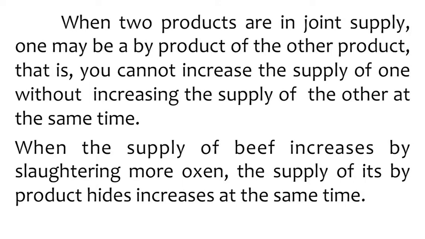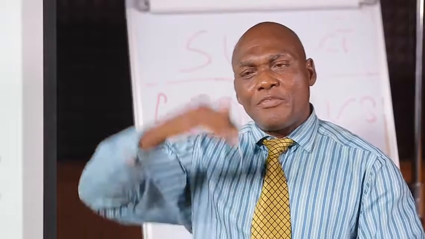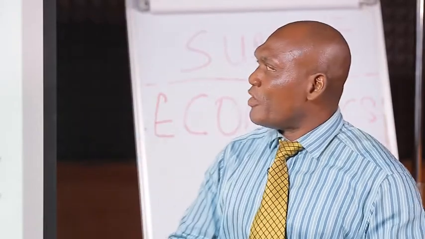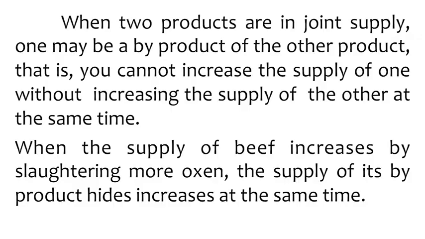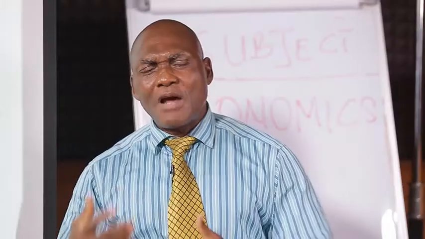When two products are in joint supply, one may be a byproduct of the other. That is, one may be the main product, whereas the other one will be the supporting product. You cannot increase the supply of one without increasing the supply of the other at the same time. When the supply of beef increases by slaughtering more oxen, the supply of its byproduct, hides, increases at the same time. What are we saying here?